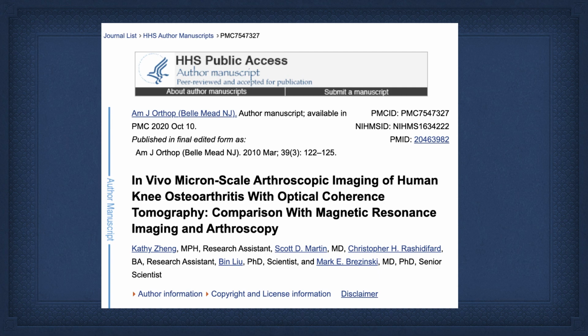At 2.8 years, if you went back and did an MRI in a small number of patients, we've presented this data as posters. We haven't published it yet. The ones with abnormal PS-OCT all developed at least partial thickness defects.